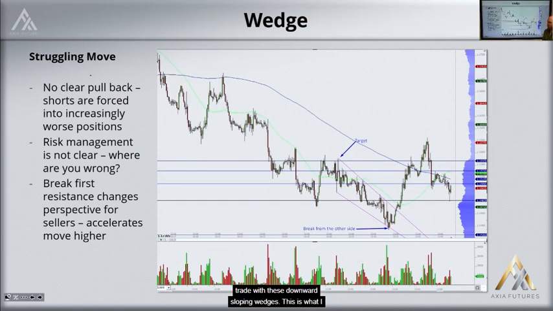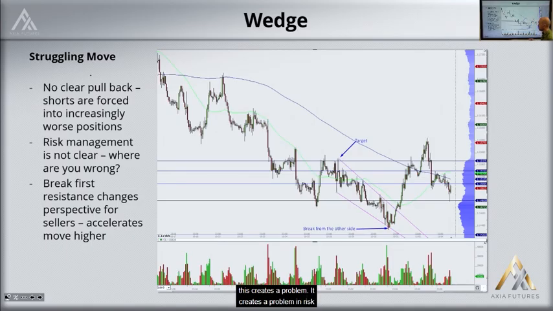With these downward sloping wedges, this is what I typically use as a way of describing what I call a struggling move. You will often have markets that struggle in what they're doing. They tick to the downside. They don't do it particularly quickly. Imagine yourself being in this type of trade. It's a market that never pushes you onside enough to really believe that this move is actually going to continue. It feels lethargic. It doesn't feel like it's got the energy to drive on.